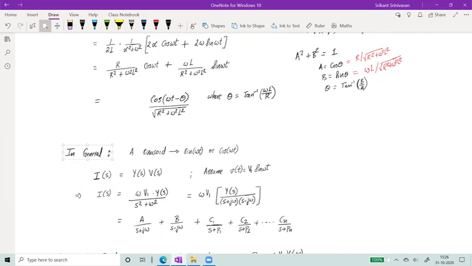In general, a sinusoid function, the word sinusoid, refers to either sine omega t or cos omega t. Sometimes people get confused when they think about sinusoid. They think sinusoid is sine, but sinusoid is a general term. It means sine or cosine. Both are encompassed under sinusoid.